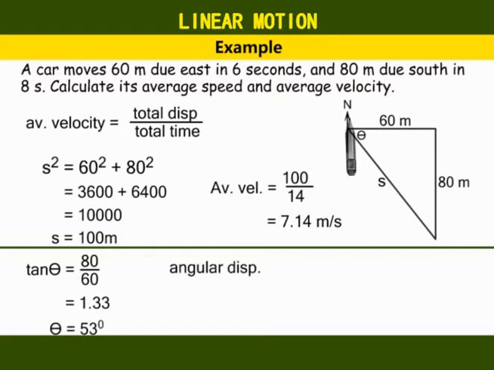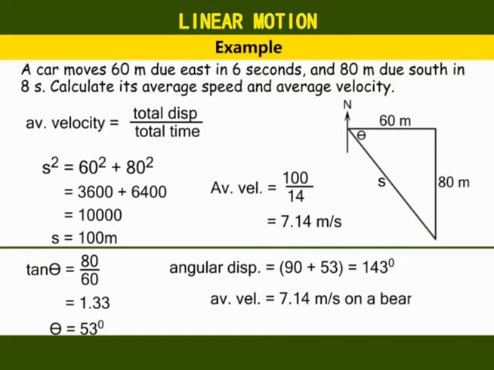So from north, this is 90 degrees and then another 53 degrees. And that gives us 143 degrees. So average velocity is 7.14 meters per second on a bearing of 143 degrees.